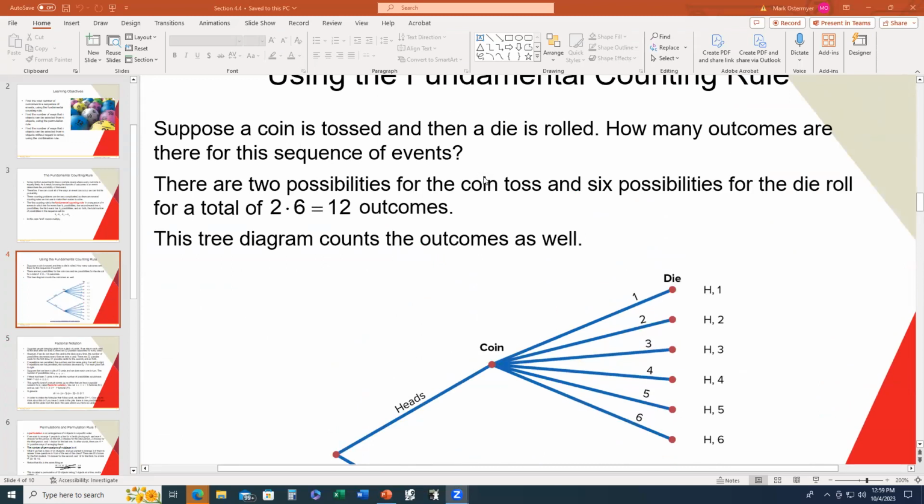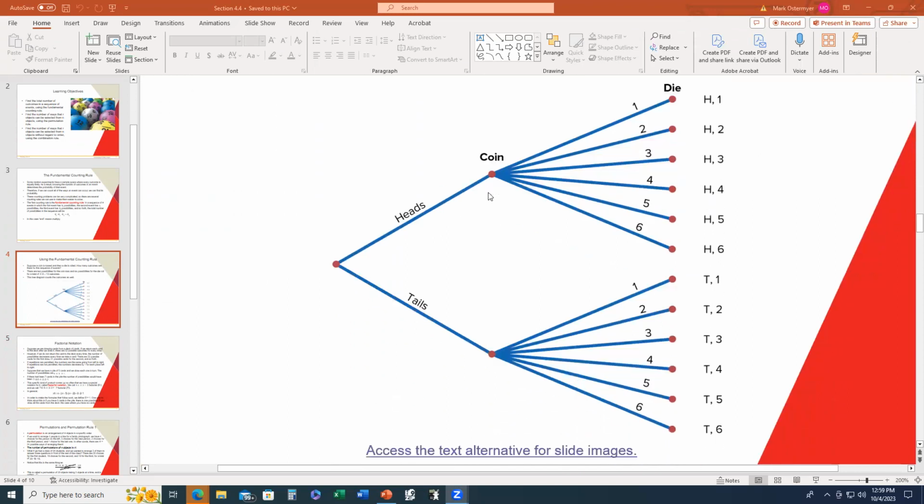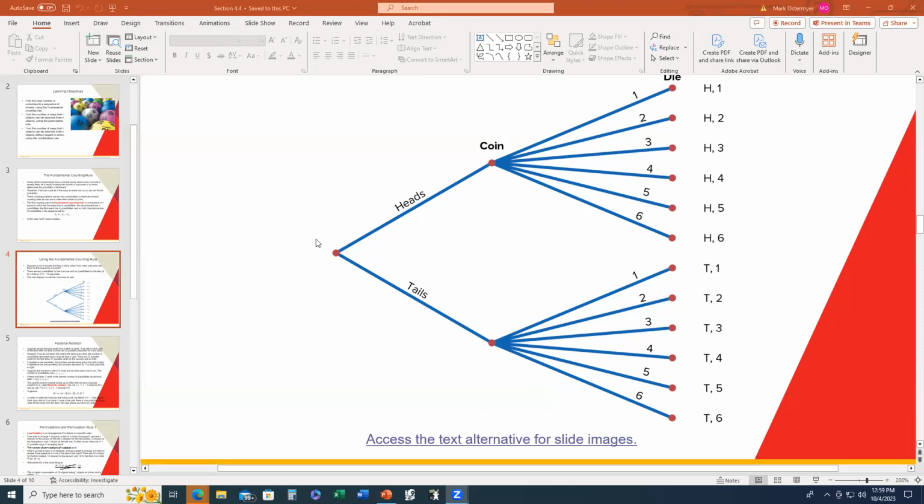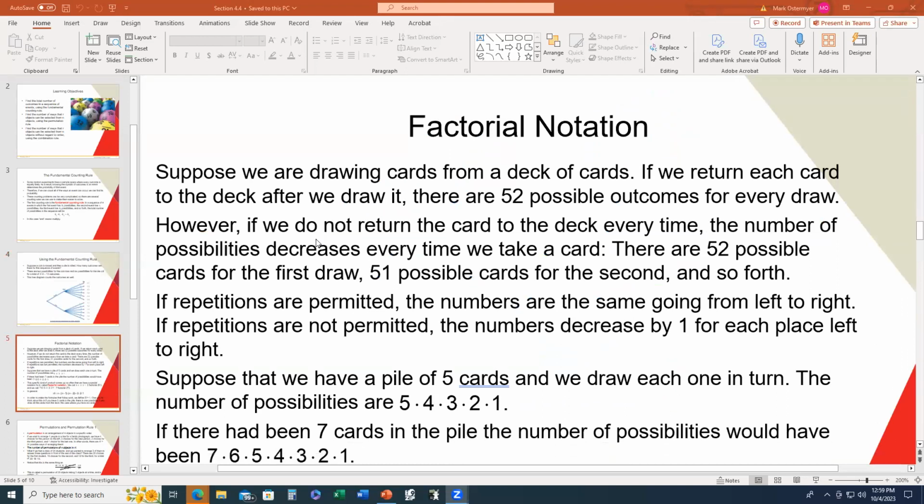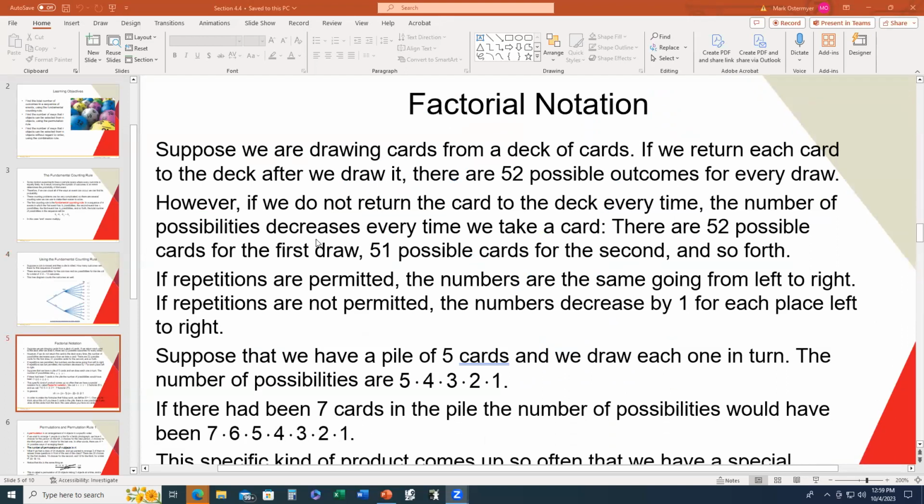12 possible outcomes. And this tree diagram helps us to actually see what the 12 outcomes are. All right. Now, when we enumerate possible outcomes, or we actually get into counting, we're going to need a function to help us out. It's called the factorial function.